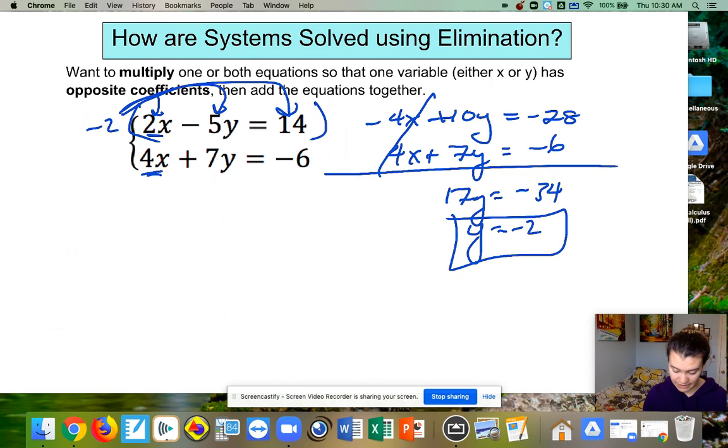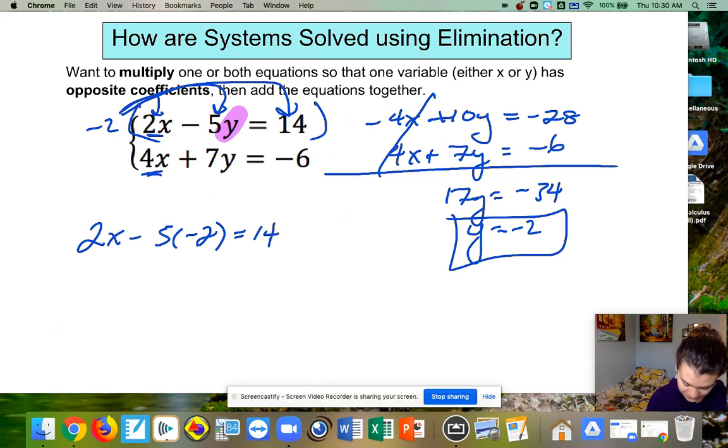Again, you can plug this back into either equation. If we plug it in up here or into right here, you get 2x minus 5 times negative 2 equals 14. 2x plus 10 equals 14. 2x equals 4. X equals 2.